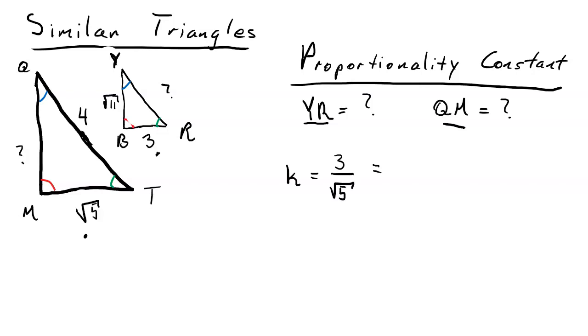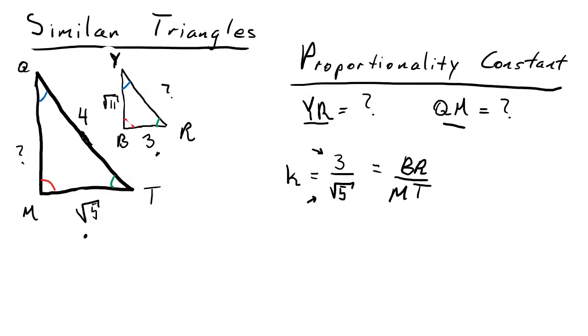I got this by taking the length BR and putting it over side MT. Again, I made sure to put the larger one on top and the smaller one on bottom, so that k is greater than or equal to 1. Now, what can we do with this k?